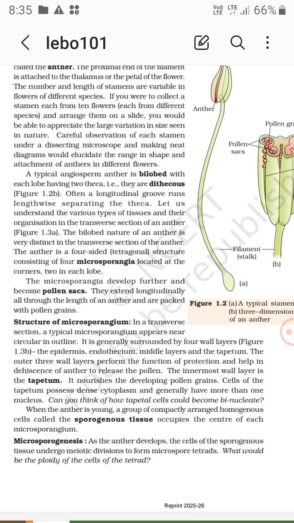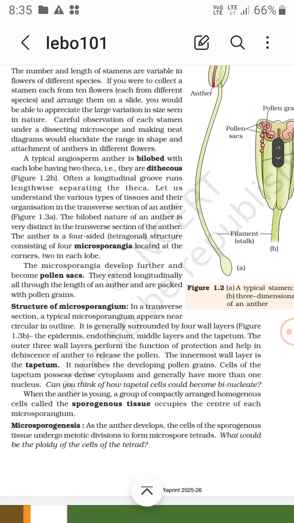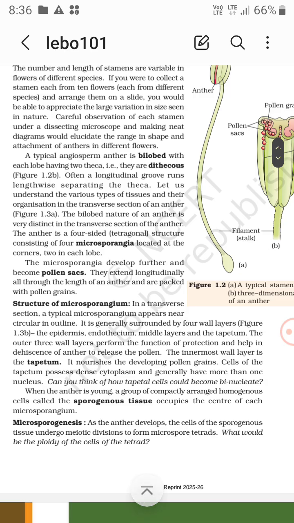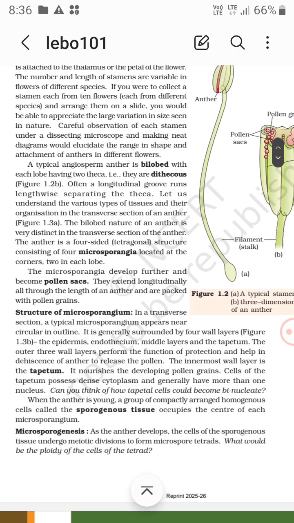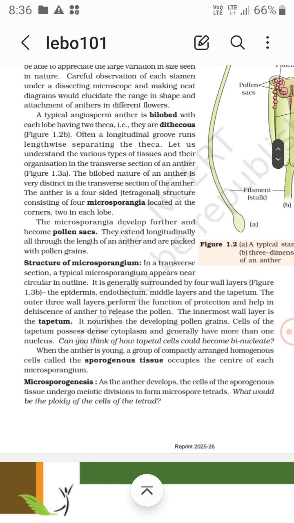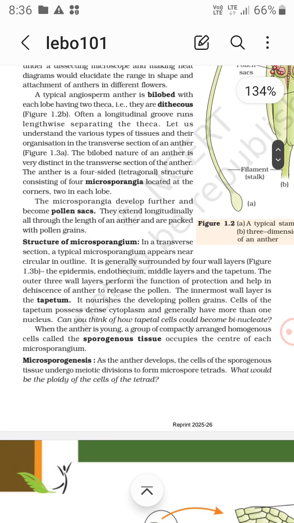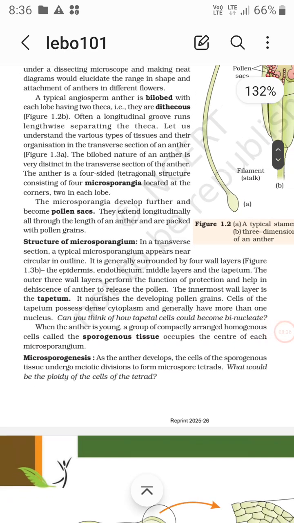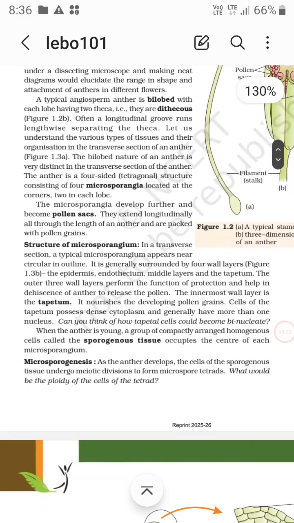The bilobed nature of an anther is very distinct in transverse section. The anther is a four-sided, tetragonal structure consisting of four microsporangia located at the corners, two in each lobe.